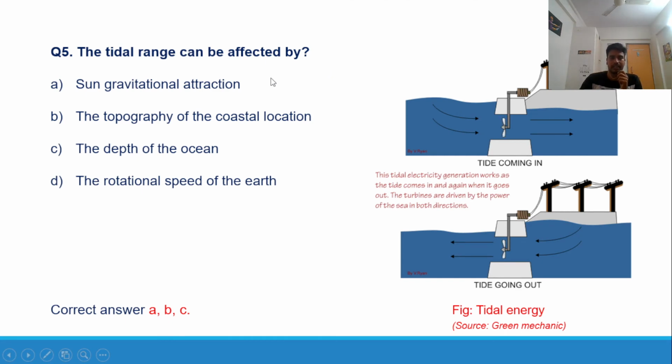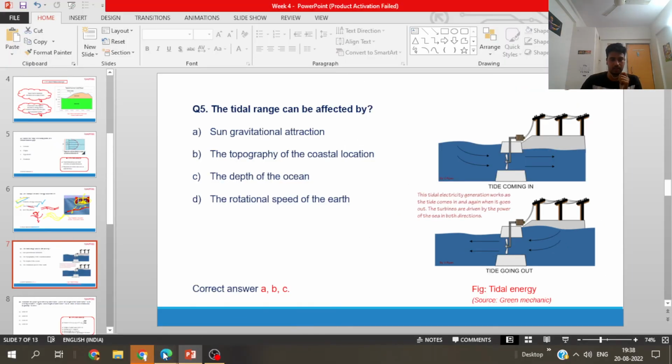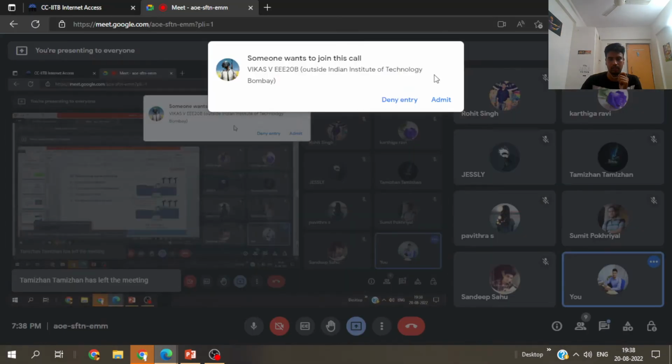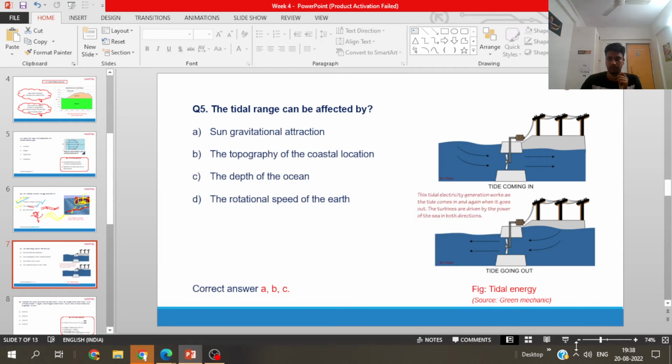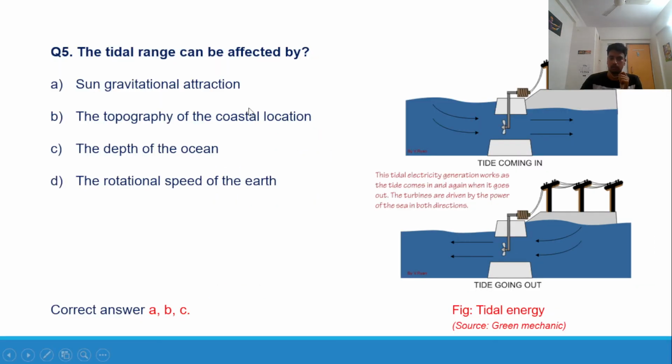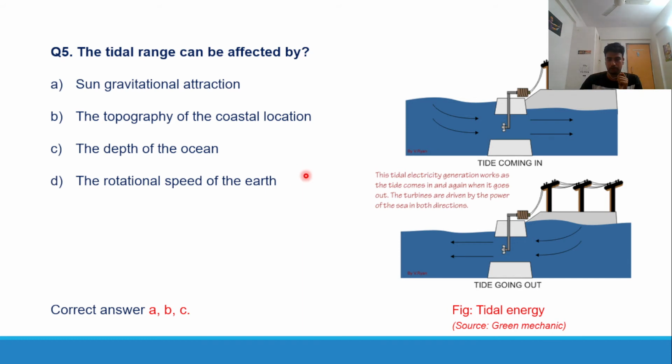So, tidal range can be affected by. You know tides. Somebody wants to join it, let me check. Who wants to join? You know, in the first slide we discussed tides, and how tides are inversely proportional to the distance between two very large bodies.